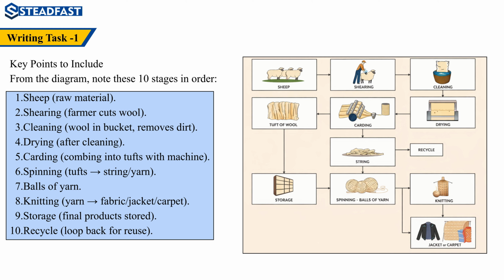The next, spinning. Seventh stage is balls of yarn, and the eighth stage is knitting, where the yarn is turning into fabric, jacket and carpet. And the ninth one is storage. Here the final products are stored. And the 10th and the final one is recycling. Here it loops back for reuse.